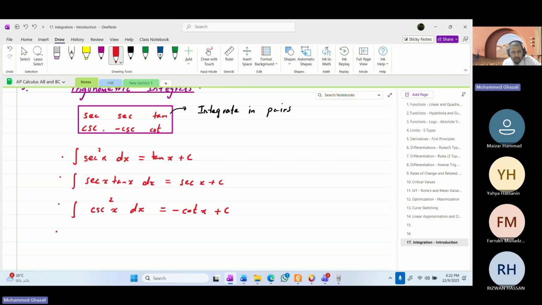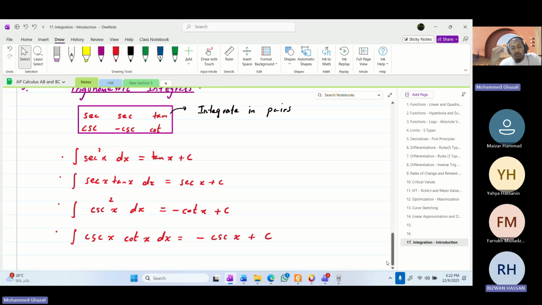Next one. What's the integral of cosec cot? It's negative cosec x, plus a capital C. Are we good, guys? That's how you apply the table. Why did we put negative? Because I didn't take the negative out here. If you take a negative, it's negative cosec. Okay, got you.